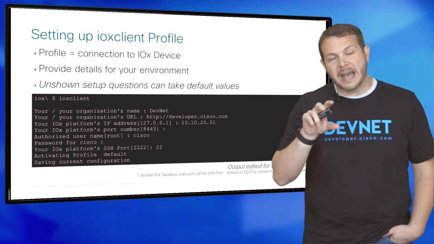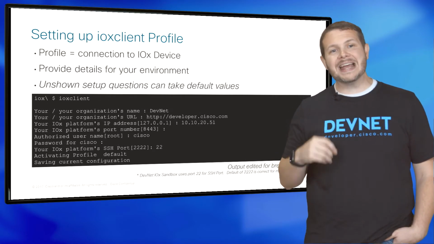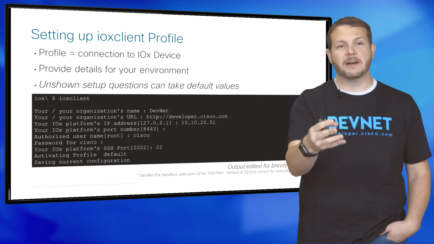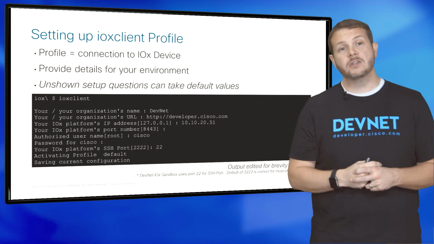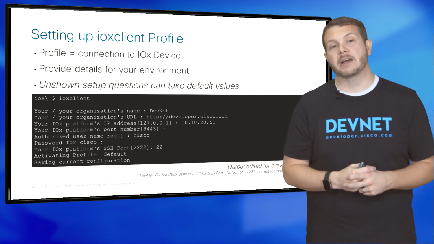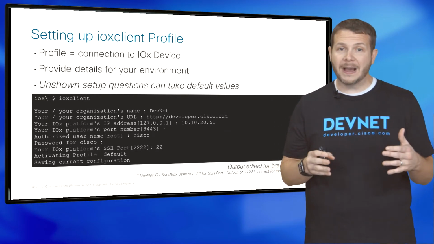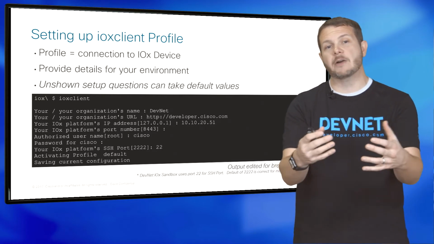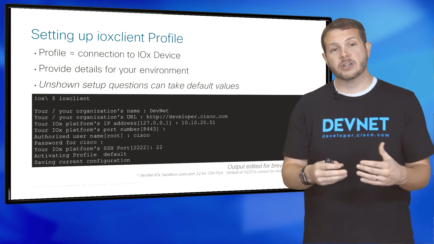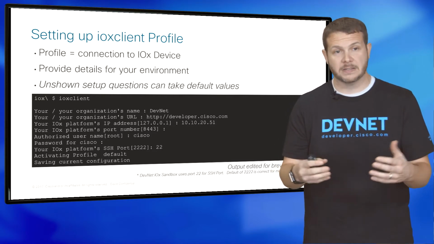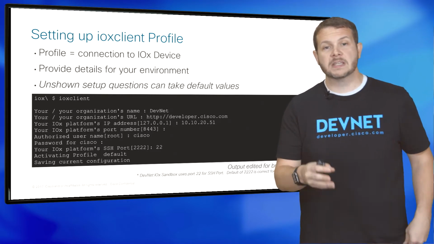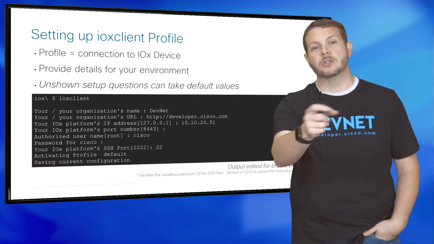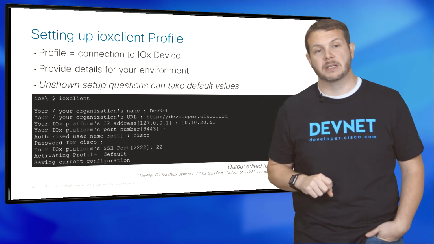Next, now that we have IOx Client installed, let's connect this to our platform, our environment, the network host that's going to be hosting our applications. And to do that, we create a profile using IOx Client. Now, a profile is a connection to a specific IOx device, and your workstation could have profiles for multiple devices. Maybe you've got different types of devices in your environment, or in this case, like I'm doing in this example, we're using the DevNet Sandbox to do our development against.